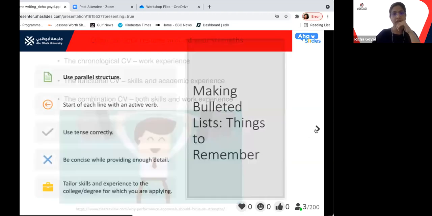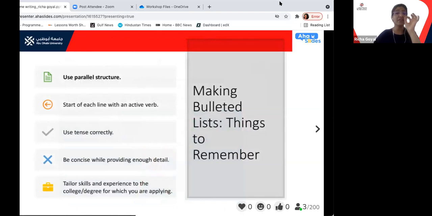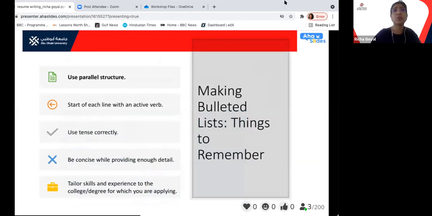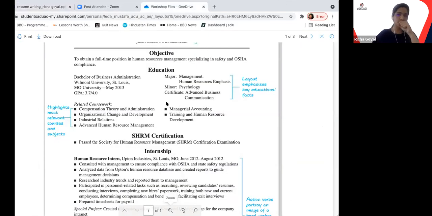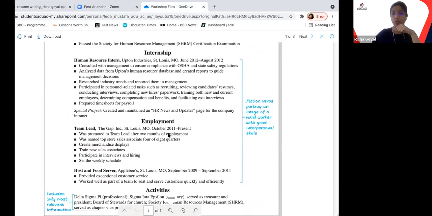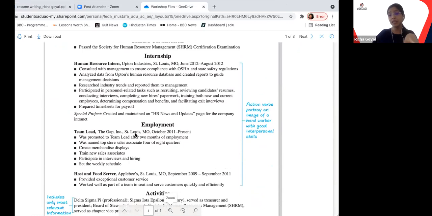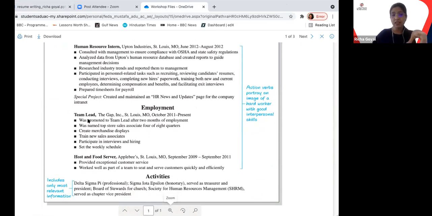Now, this is very important. This is the place where most of the resumes have errors. This is the employment part, or the work experience part. Here, you see, there's a bulleted list. So for example, Julia worked as team lead. And this is what she did. She was promoted, was named, she created, she trained, she participated in, and she set the weekly schedule. So these are the things Julia did, right?